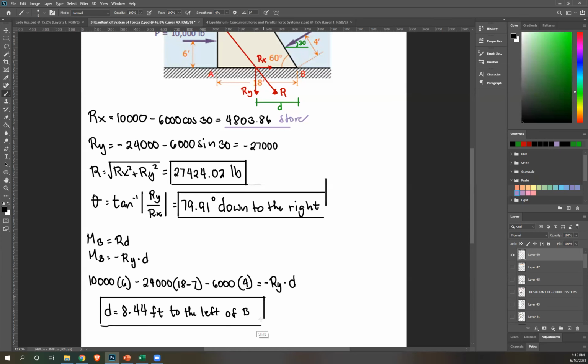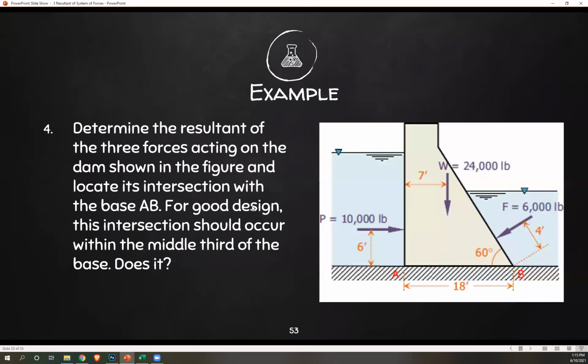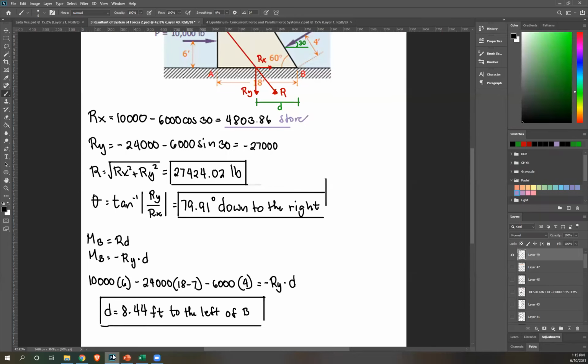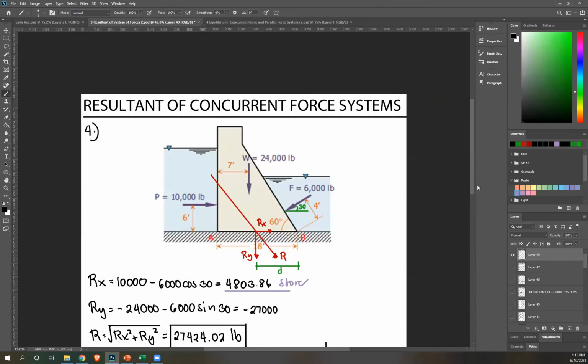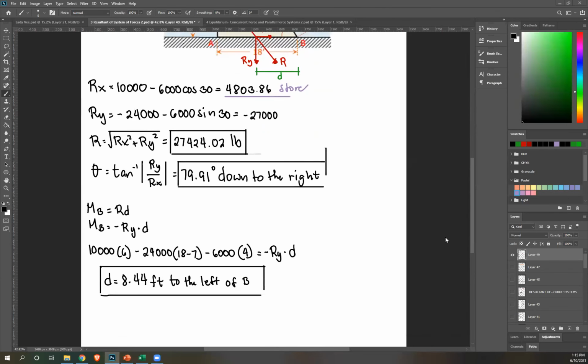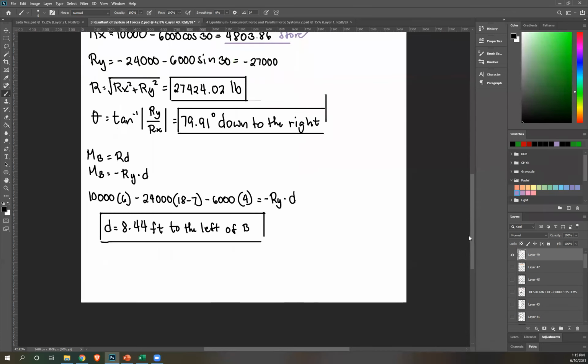And then let's answer the next part. For good design, this intersection should occur within the middle third of the base. Question is, does it? Now our base is 18. So let's divide that into 3. This is AB dividing into 3. And if this whole thing is 18, divided into 3, that's 6, 6, and 6.